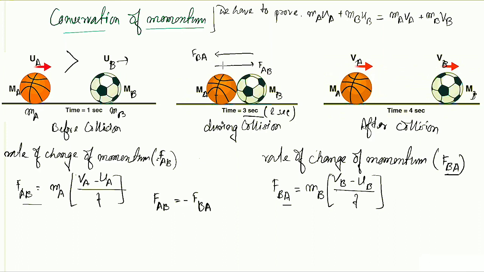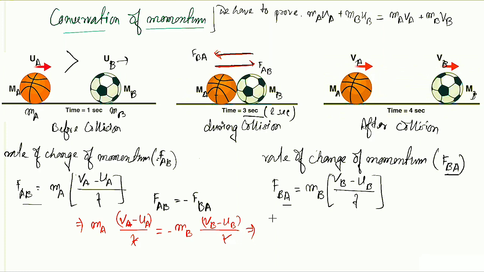Look closely here. This is the direction of F of AB, right or wrong? And this is the direction of F of BA. So both the directions are opposite but have equal magnitude. So from here we can put the values: MA, VA minus UA, divided by T, equals minus MB, VB minus UB by T. Cancel out the T's.